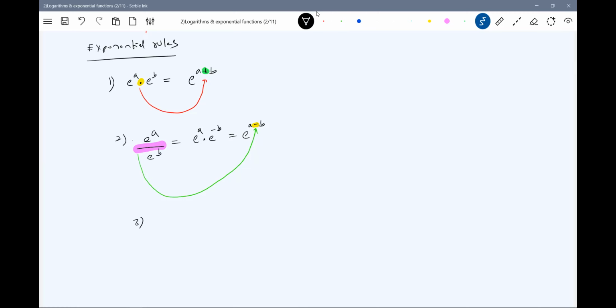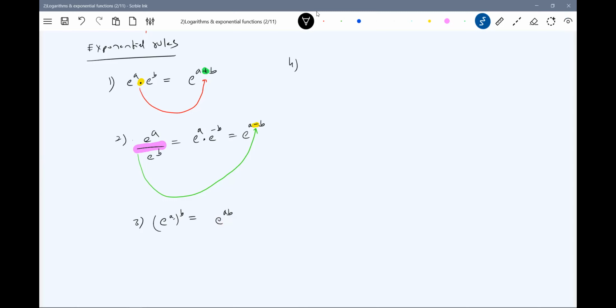Then this will be e to power of a, to the power of b. So this will be e to power of ab. The power is converted into product. e to power of a all power b is e to power of ab. So these are some basic rules we'll be using.